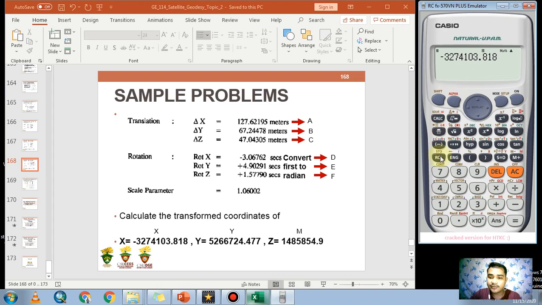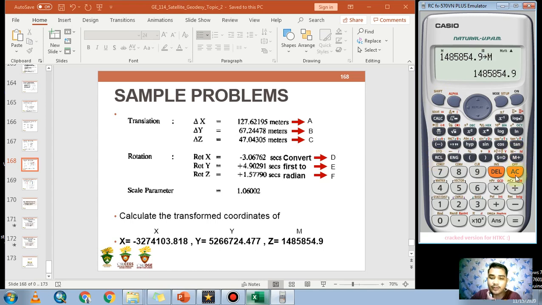3274,103.818. Store na to siya sa X. The next is 5266,724.477. Store na to siya kang Y. Lastly is 1485854.9. Store na to siya sa memory M.